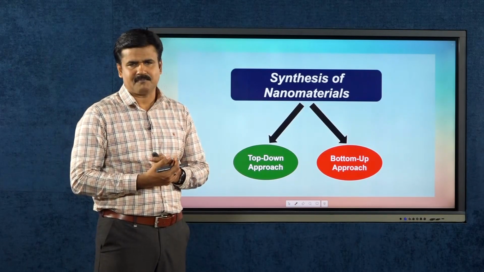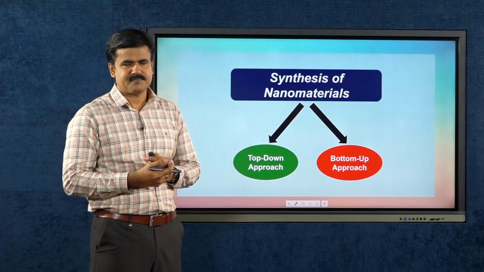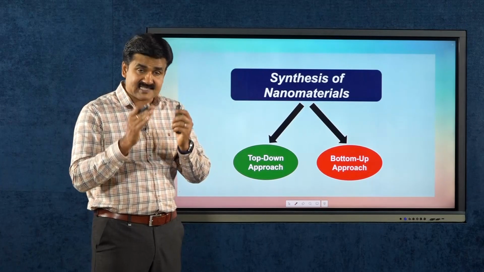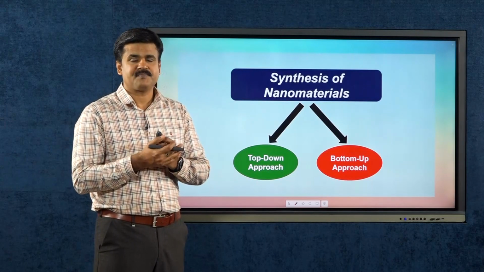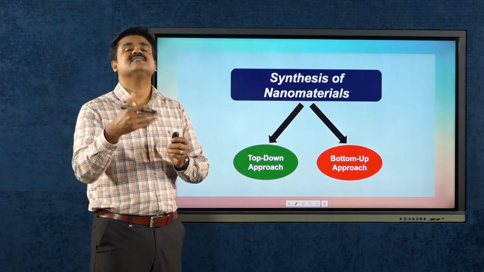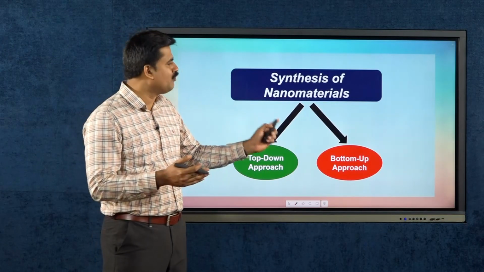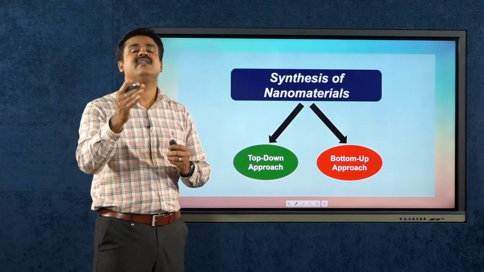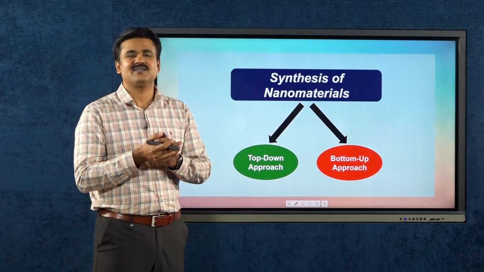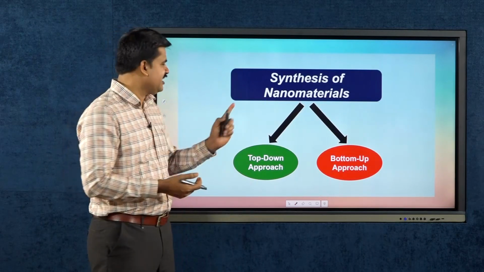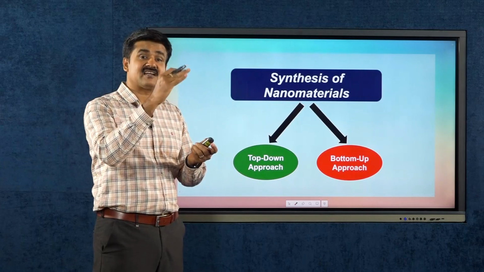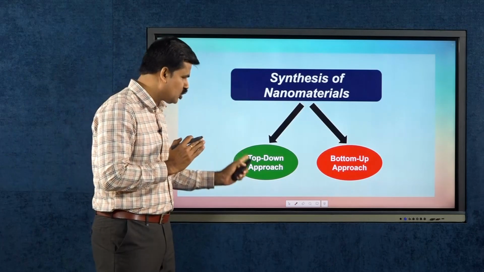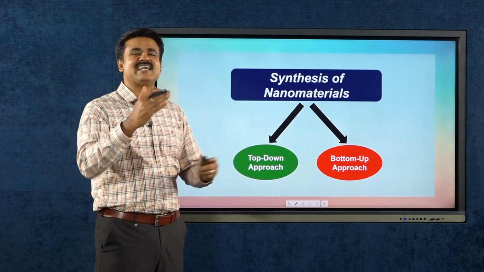Here we begin from atoms or molecules, which are smaller than nanoparticles, and we assemble those atoms or molecules together to produce the nanomaterial. That is, in the bottom-up approach, we begin from particles smaller than nanomaterial and assemble them together to get the nanomaterial. Here we start from bulk material, which is bigger in size compared to nano, and scale it down to nano. That is top-down.